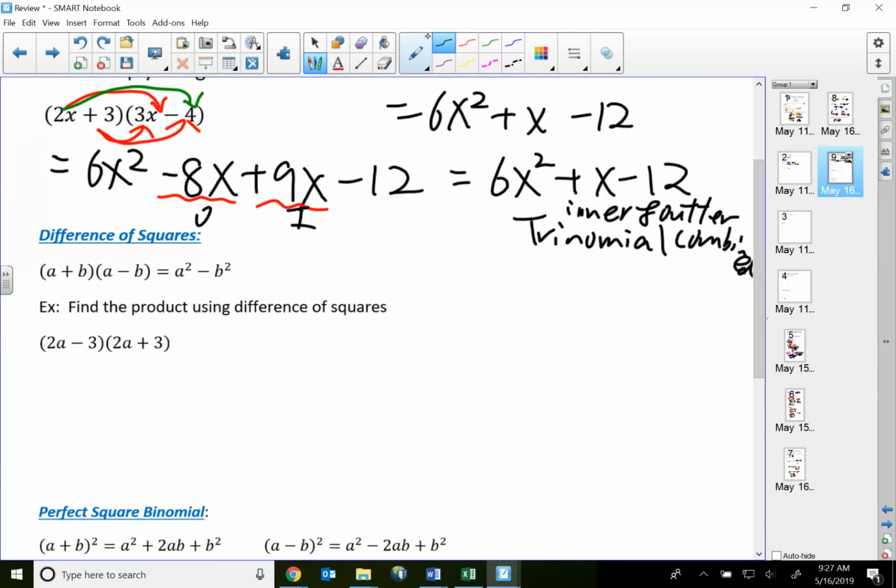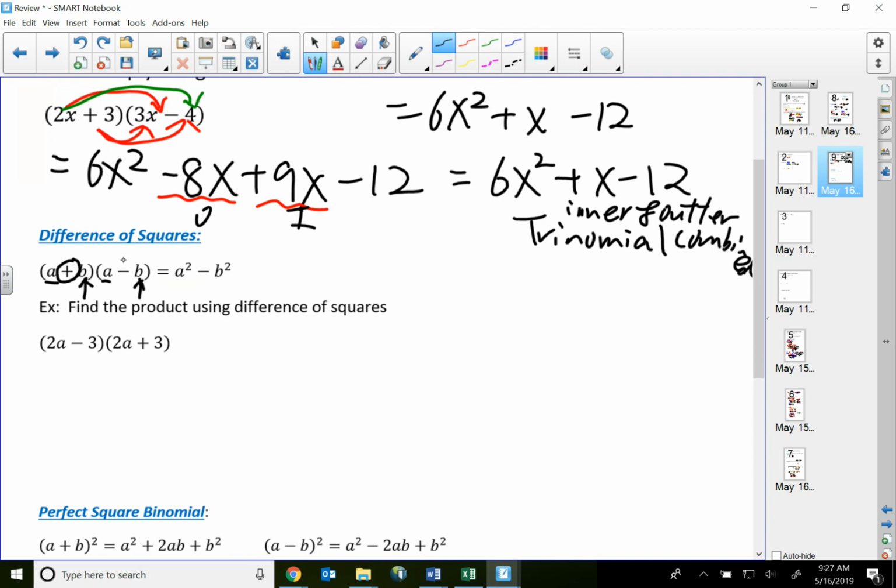Another important special product is called the difference of squares. Difference of squares always has this pattern. Two terms times two terms, but what's the same? The first terms in the two parentheses are exactly the same. The second terms in the two parentheses are exactly the same.